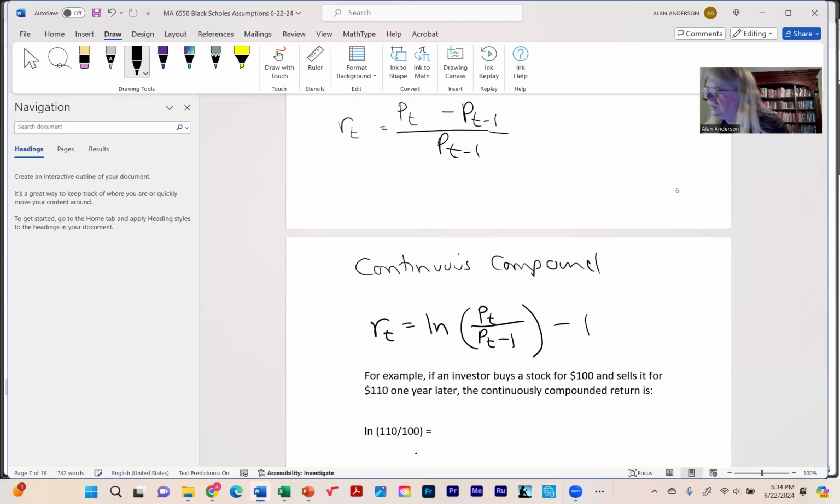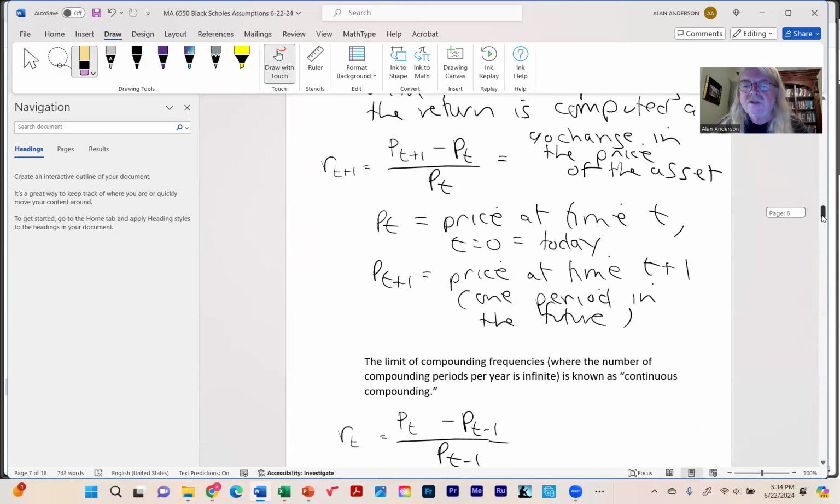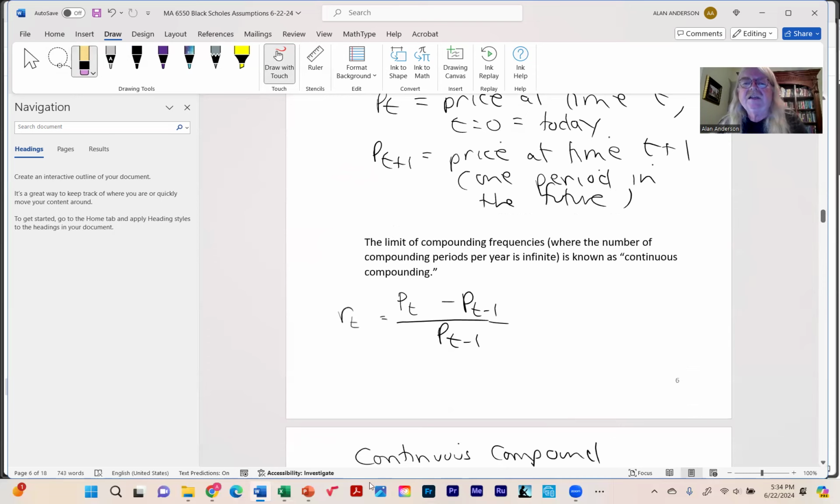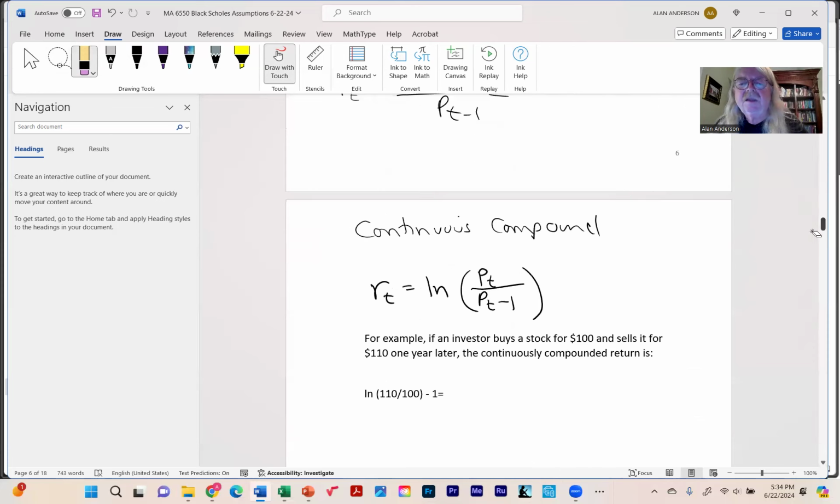Oh, I just realized I left out the minus 1. You have to subtract 1 because that represents the original principal. So, well, actually, no, you don't. Sorry, not with this one. Never mind. This one, yes. Actually, that's right. I just realized I left it out. It's like here, for example, actually, let's do both examples side by side. An investor buys a stock for 100 and sells it a year later. Let's do the discrete return first.